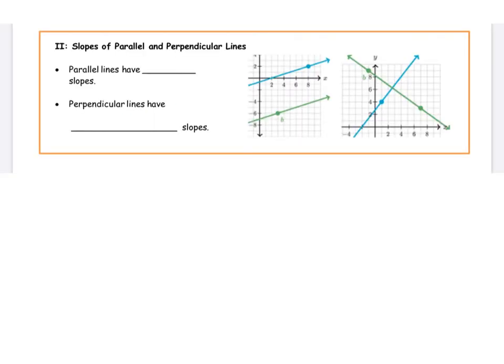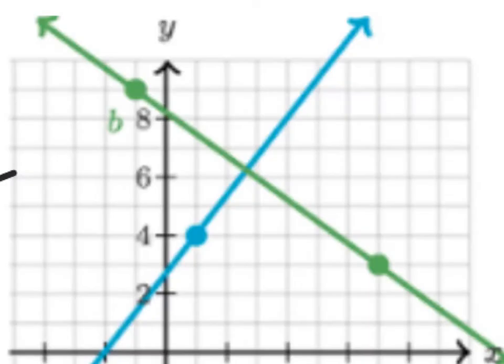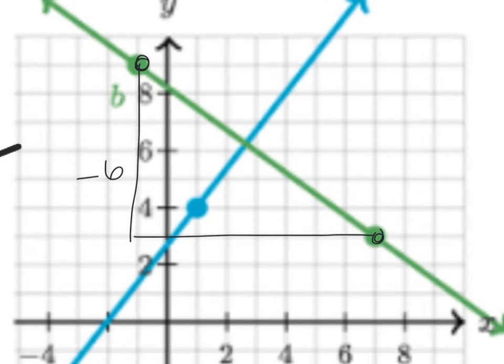So quick reminder, parallel lines have equal slopes, the same slope. These 2 lines here will never touch. They have the same or equal slopes. And perpendicular lines, you might remember from last year, have opposite reciprocal slopes. So if we zoom in here and we calculate the slope of each of these lines, we can see that this line goes from 9 to 3 on the vertical axis, so that's down 6, and then forward from -1 to 7, so that's 8. So the slope of this green line is -6/8 or -3/4.